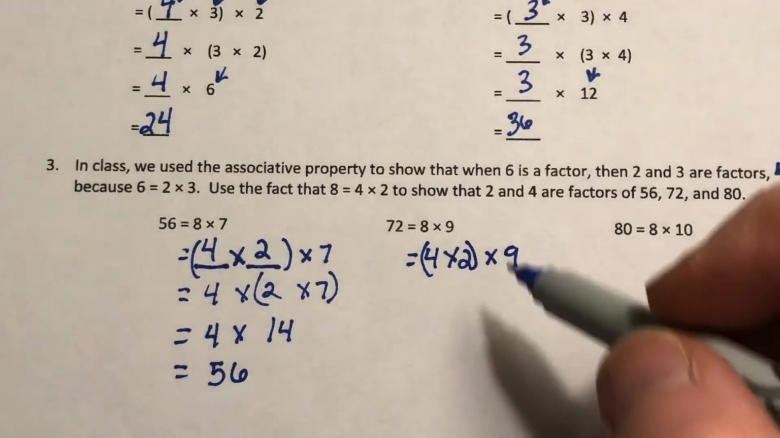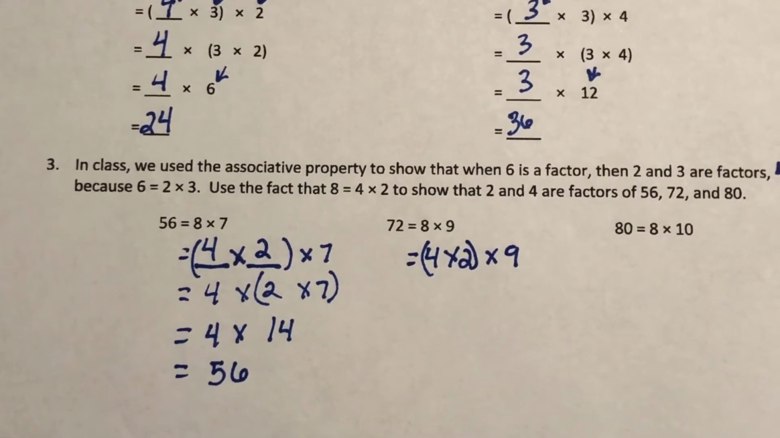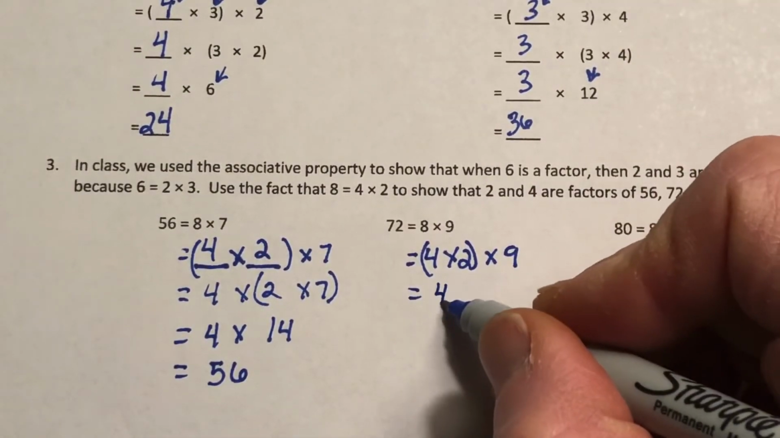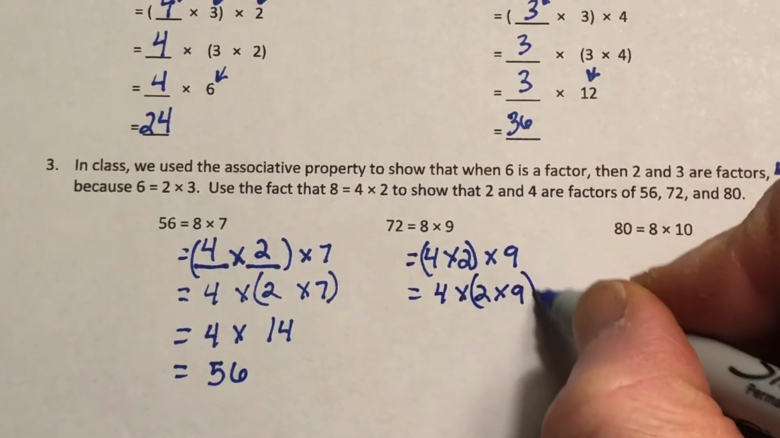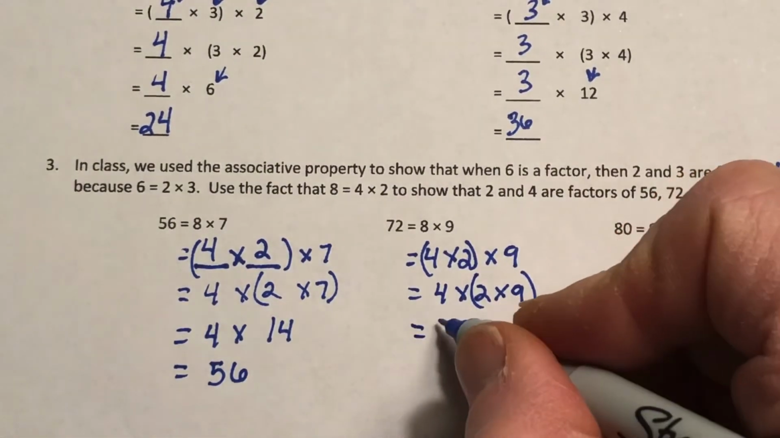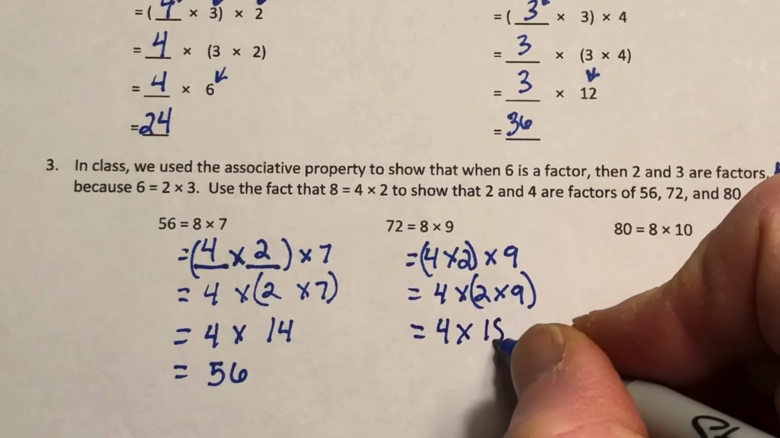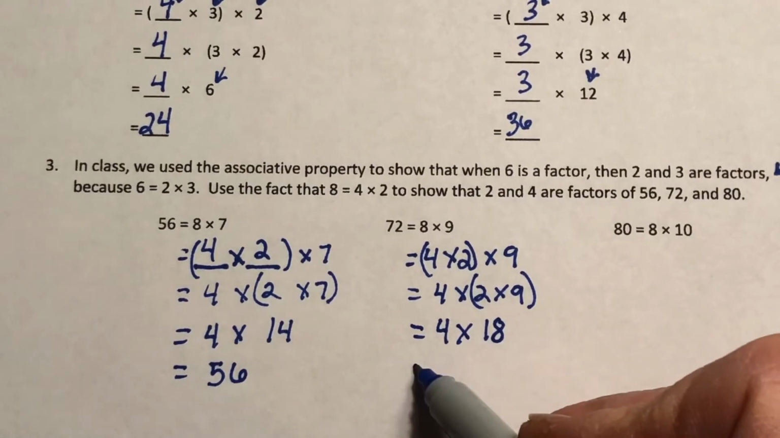Then, so I know now that 4 and 2 are also factors of 72. That's it. Now I'm going to shift my parentheses over, so I'm going to write the same exact 3 numbers down. Shift them over like this, right? Then, I'm going to multiply what's in these two numbers, which is 18. So now I also know that 18 is a factor of 72, because 4 times 18 is 72.